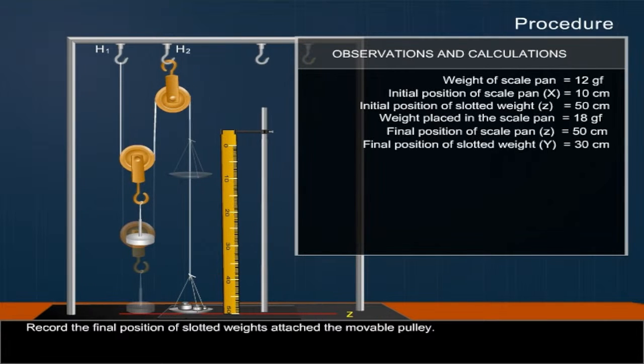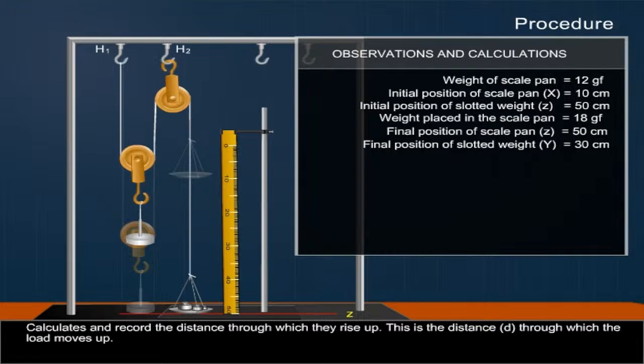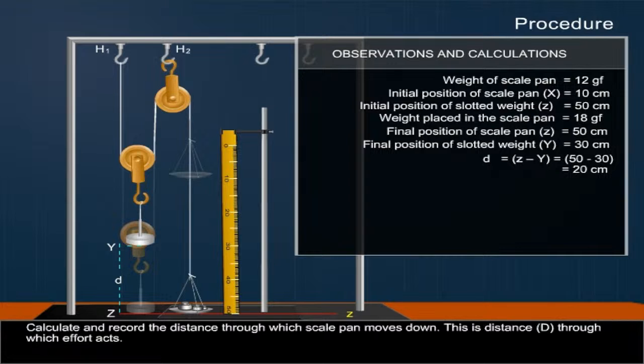Observations and calculations. Calculate and record the distance through which they rise up. This is the distance D through which the load moves up. Calculate and record the distance through which the scale pan moves down. This is distance D through which effort acts.